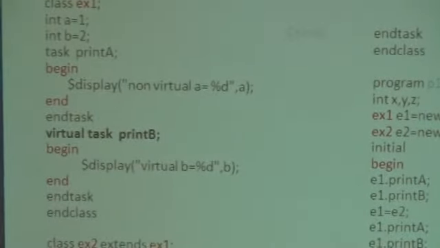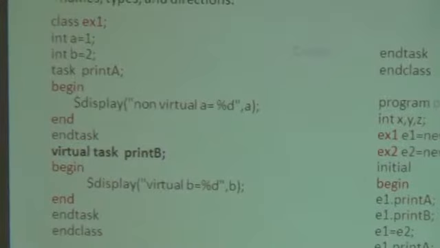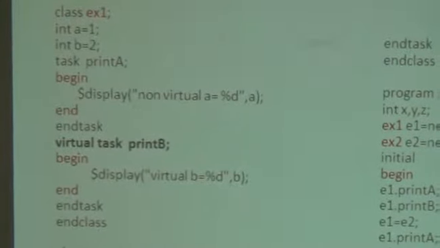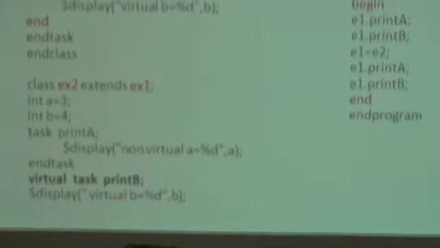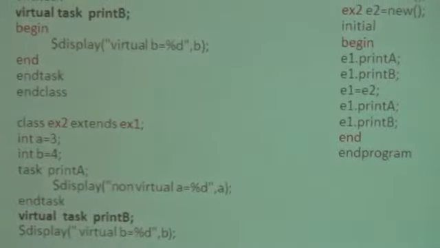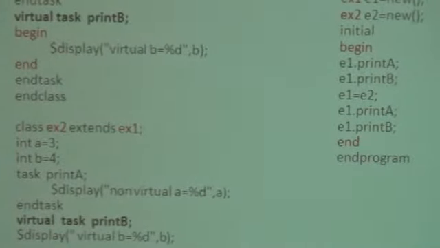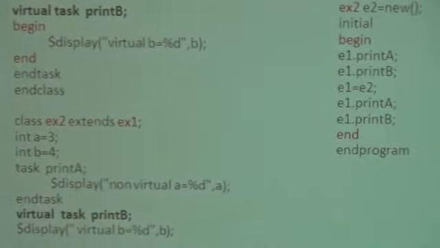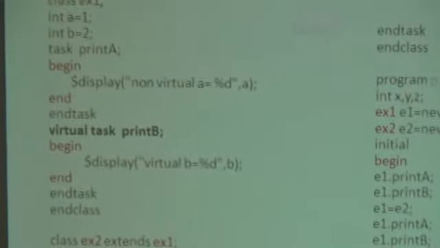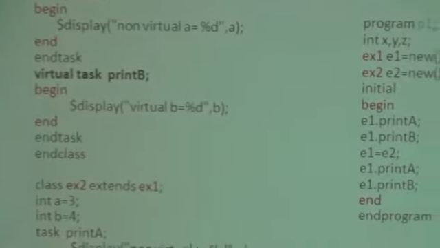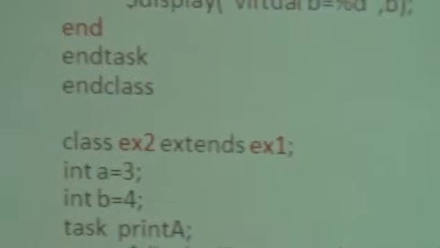If you have seen here, the print b task of class ex1 has a value b is equal to 2, but in the ex2 task print b, it has value b is equal to 4. Since it is declared with virtual, this whole task will be overridden by this task, and it will update with the value of b is equal to 4. Next we will check it out with the program.